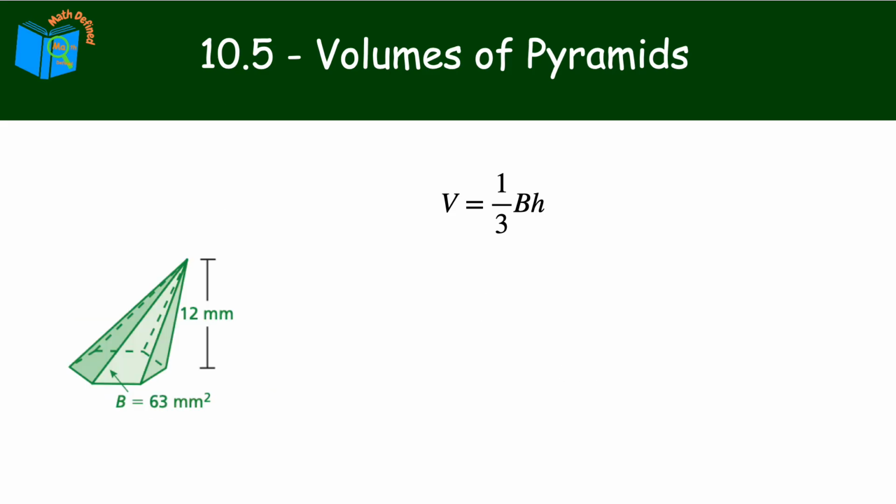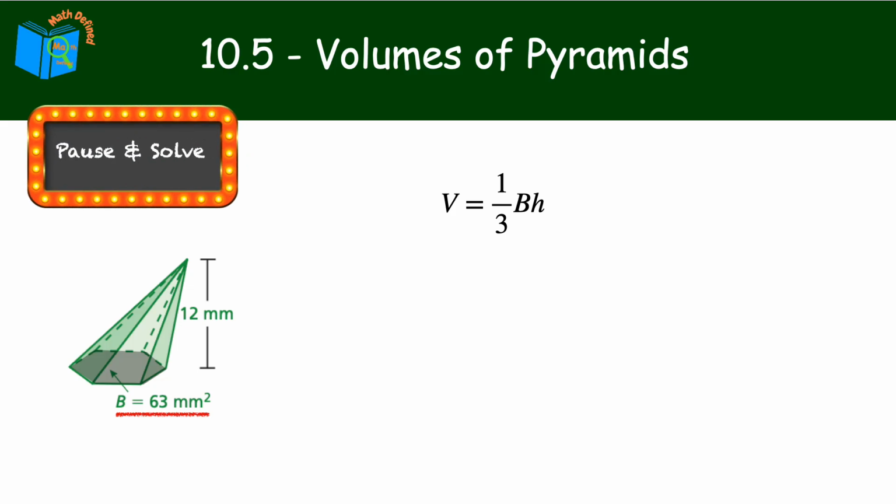Let's try one more pyramid. Take a close look at the base. Do you see that the area of the base is given in the diagram? Nice. Go ahead, pause, and solve. All right, one last check. The base was given, so we have 1/3 times 63, and the height of the pyramid is 12 millimeters. Simplifying the fraction with 12 gives us 63 times 4. So the volume of this pyramid is 252 millimeters cubed.